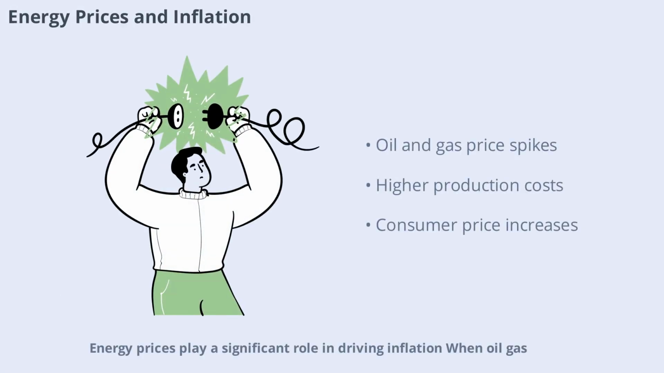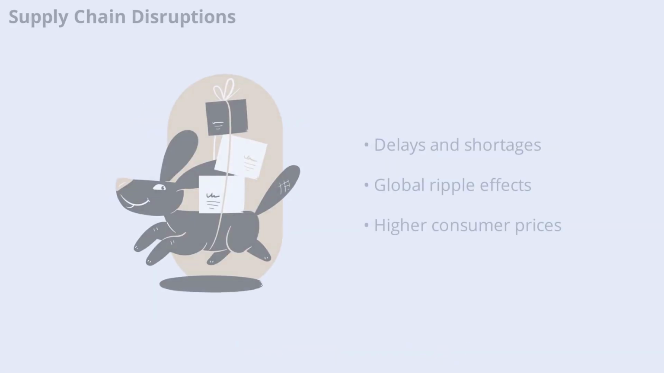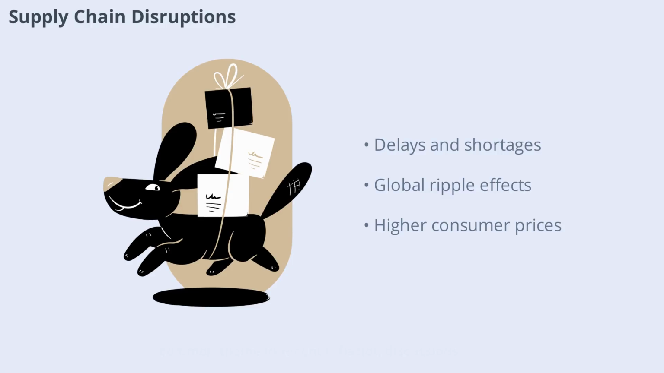Energy prices play a significant role in driving inflation. When oil, gas, or electricity prices rise, the cost of producing and transporting goods increases. These higher costs are often passed on to consumers, leading to broader inflation. Recent spikes in energy prices due to geopolitical tensions and supply issues have been a major factor in the latest wave of global inflation.